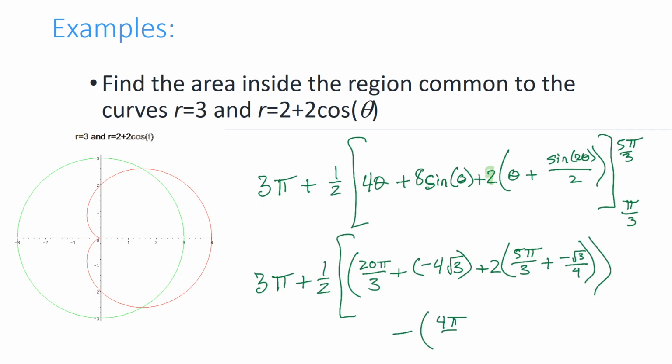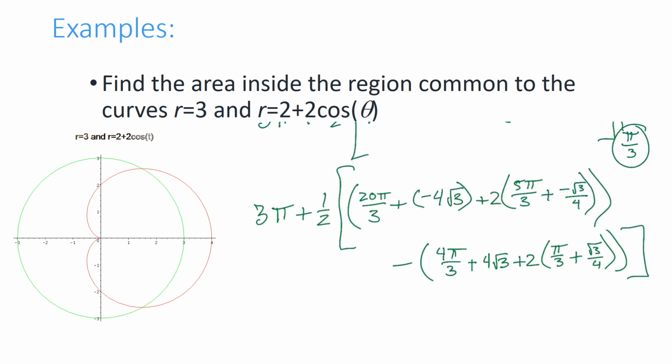So 4 pi over 3 plus, now the sine of pi over 3 is radical 3 over 2. So this is going to be 4 radical 3. Then 2 pi over 3. And then here the sine of 2 times pi over 3, so I'm just plugging this in now. Sine of 2 pi over 3 is negative, or no, it's positive radical 3 over 2. So this will just be radical 3 over 4.